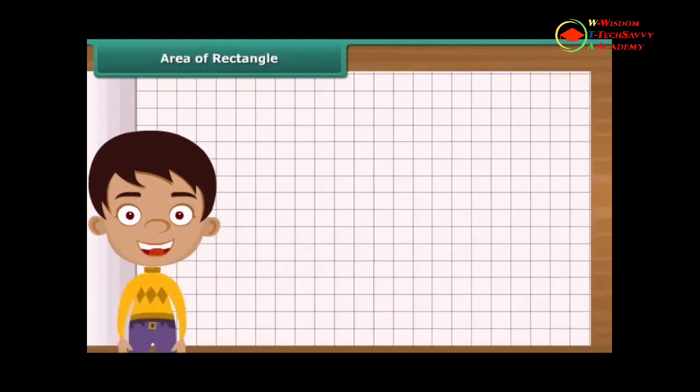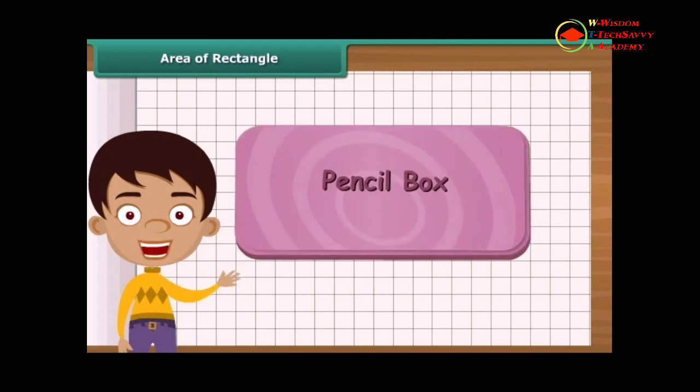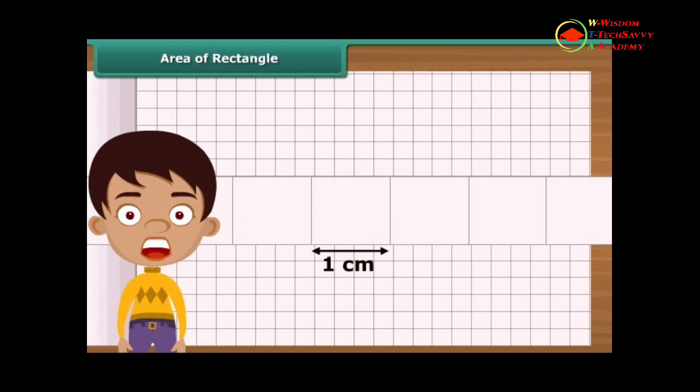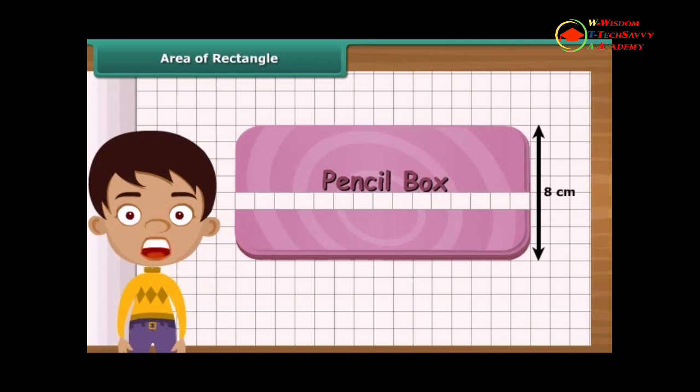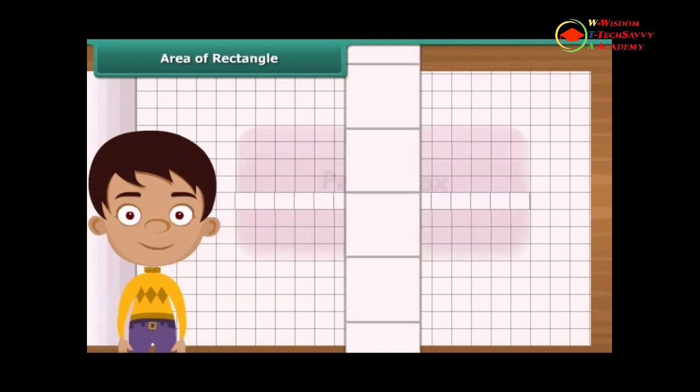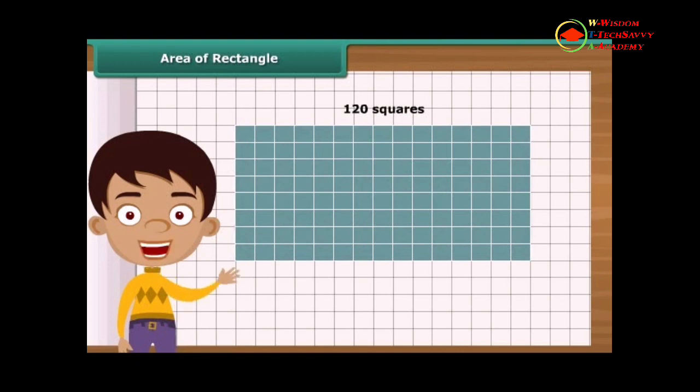Let us find the area of a rectangle by counting squares. Take a rectangular pencil box. Place it on a squared paper. The length of the box is 15 centimeters. Arrange 15 squares of side 1 centimeter along its length. The breadth of the box is 8 centimeters. Arrange 8 squares of side 1 centimeter along its breadth. Altogether, 120 squares have been arranged on the squared paper.